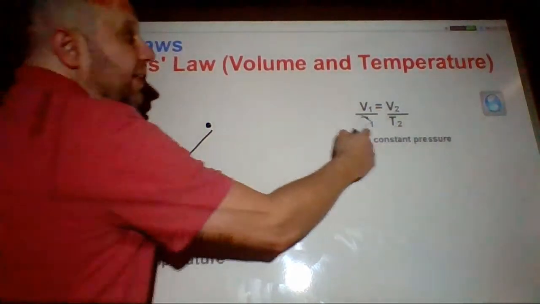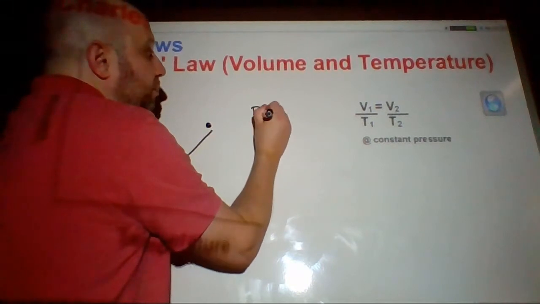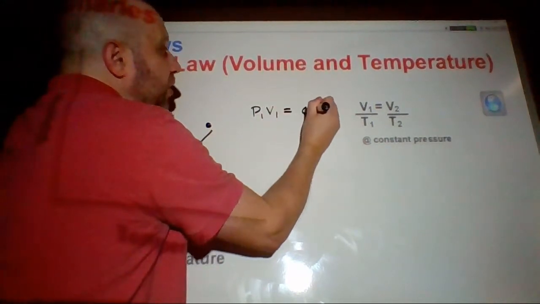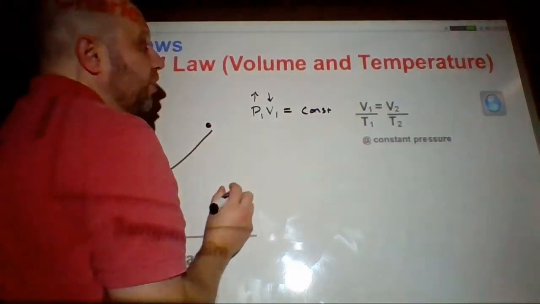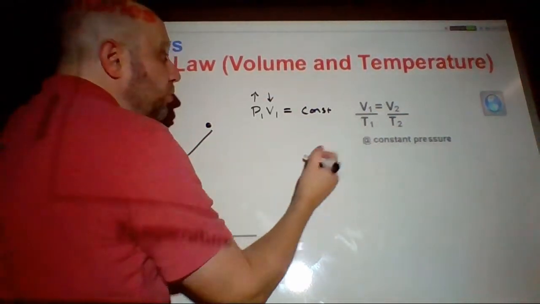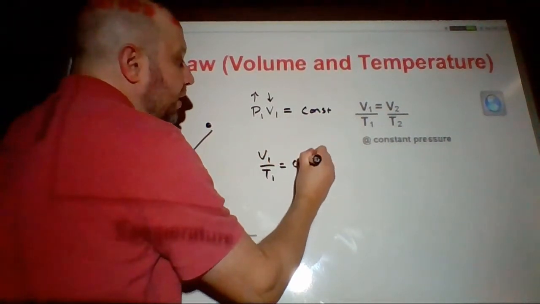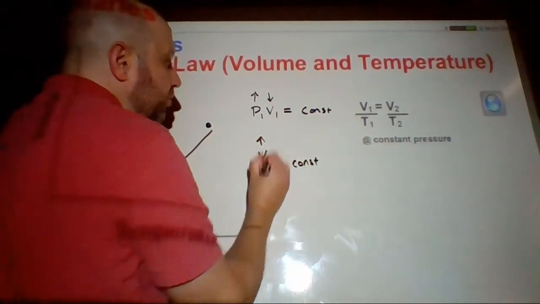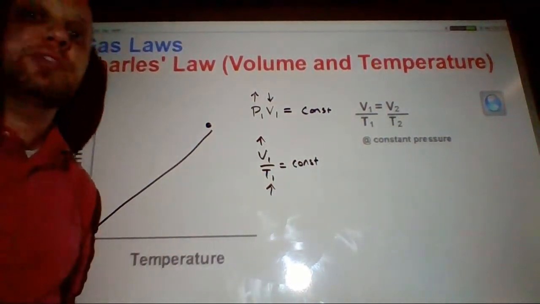Notice the equation looks different. When we had Boyle's law, pressure times volume has to equal a constant. So as one goes up, the other one has to go down. With Charles's law, volume and temperature equal a constant. So as one goes up, the other must also go up in order to equal that constant.